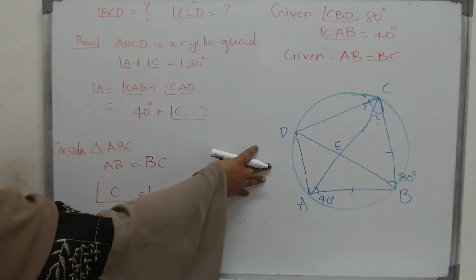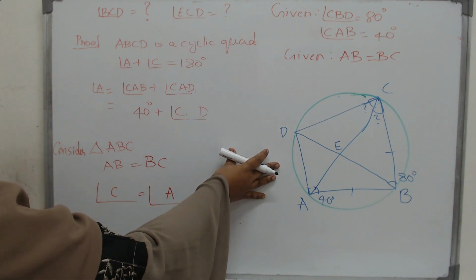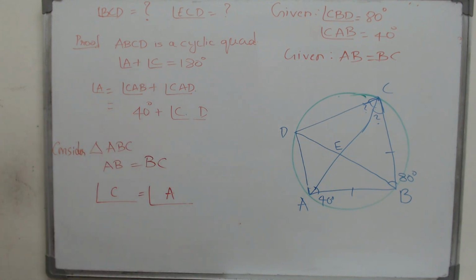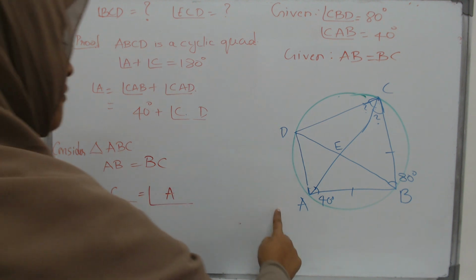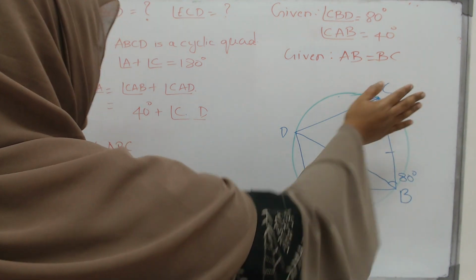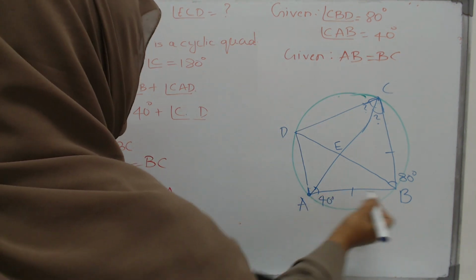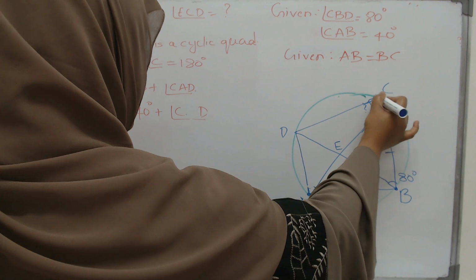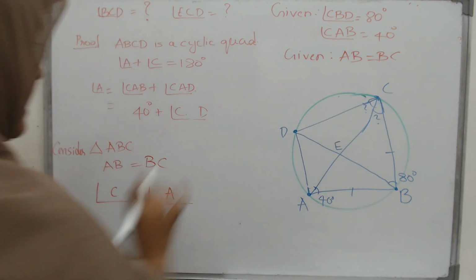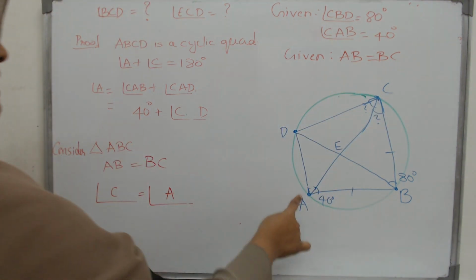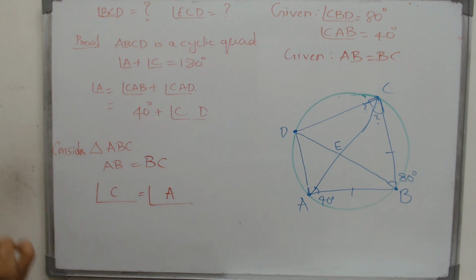Now look at this question. You are given a quadrilateral. What type of quadrilateral is it? It is cyclic. Why? Because all four vertices of the quadrilateral lie on the circumference of a circle, which means this quadrilateral is cyclic, or in other words, the opposite angles added should give you 180.